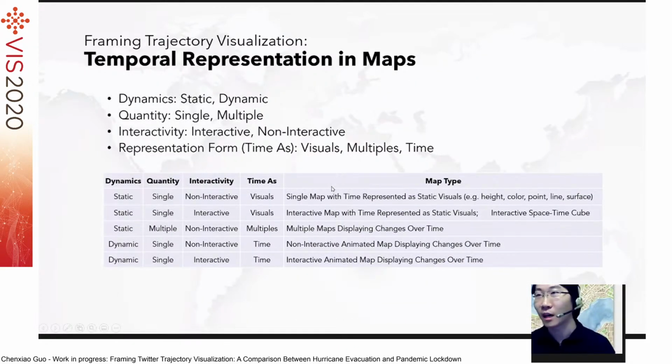And in terms of time, I heard ideas from many resources. Basically, we can categorize the representation of time in trajectory visualization as static or dynamic, single form or multiple forms, interactive or non-interactive, as well as how time is represented: either in visual variables, or in multiple forms, or as time itself, which means animation or something like that.